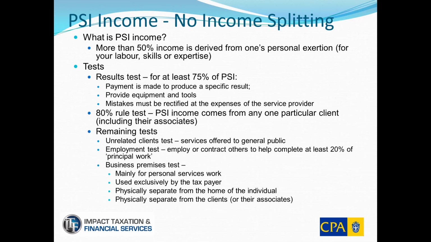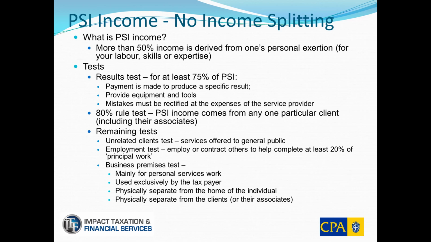It also doesn't stop there, just so that you know. Let's say I can't pass the results test, then you flow through. On the tax office website, there is a step-by-step flow chart in PDF format. It's a document that guides you through how to look at those tests and see whether you are receiving PSI income or whether you're running a PSI business. Does that make sense? Okay.